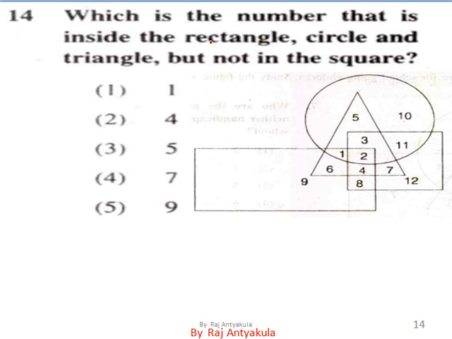See here, which is the number that is inside the rectangle, circle and triangle but not the square? This time he is talking about the square. It shouldn't be in the square, so I rewrote the square which is common with other numbers. Is it clear? Now what is given inside the circle, triangle as well as rectangle? This one belongs to circle, triangle and rectangle, but not the square. So 1 is given in option 1.